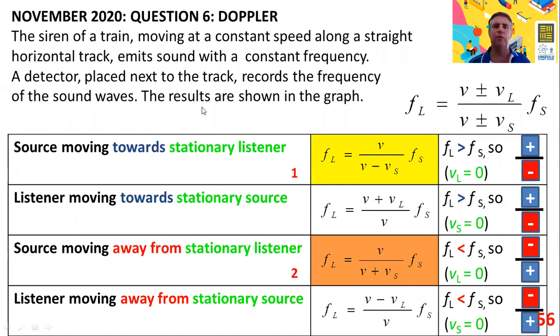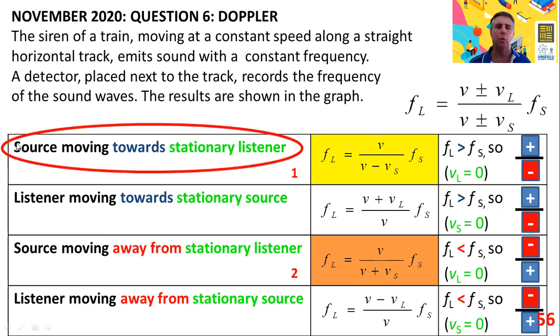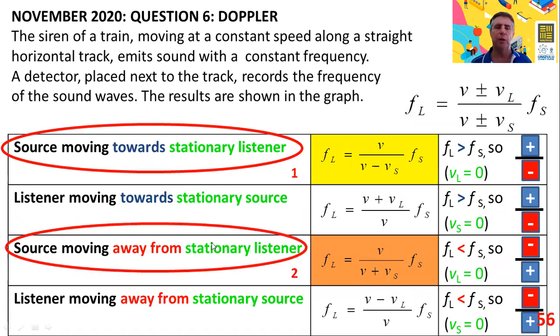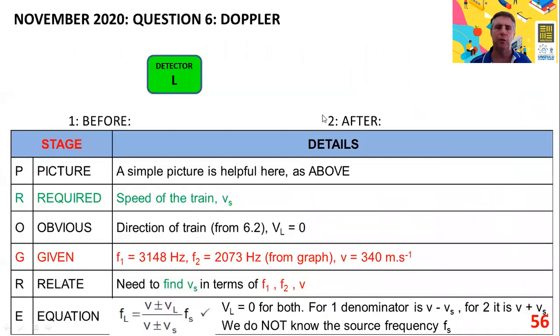So first of all, let's decide what form of the Doppler equation we're going to use. There's the general equation from your data sheets. Now, we've definitely got a stationary listener in both cases, but the train is first of all moving towards. So that's the equation we're going to use for before, and afterwards the train is moving away. So that's the equation we're going to use for after. So we'll actually have to write two equations for the two different situations.